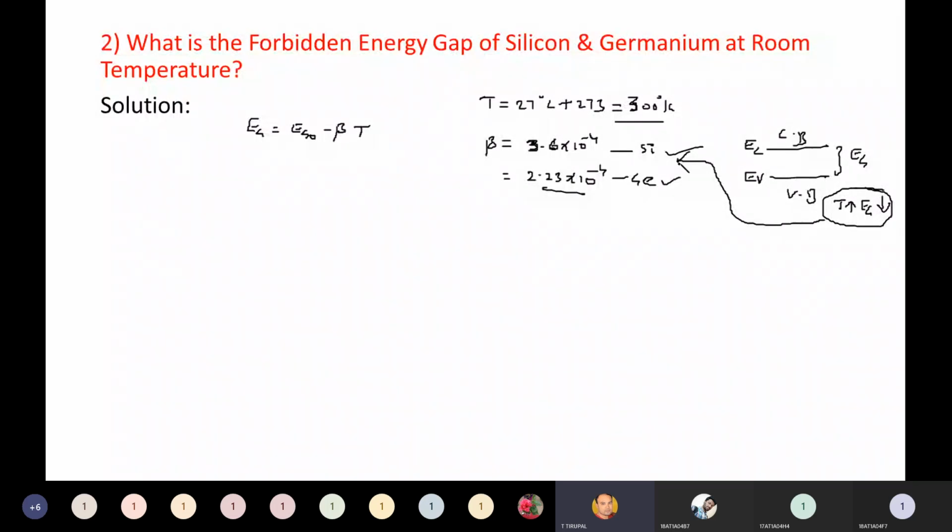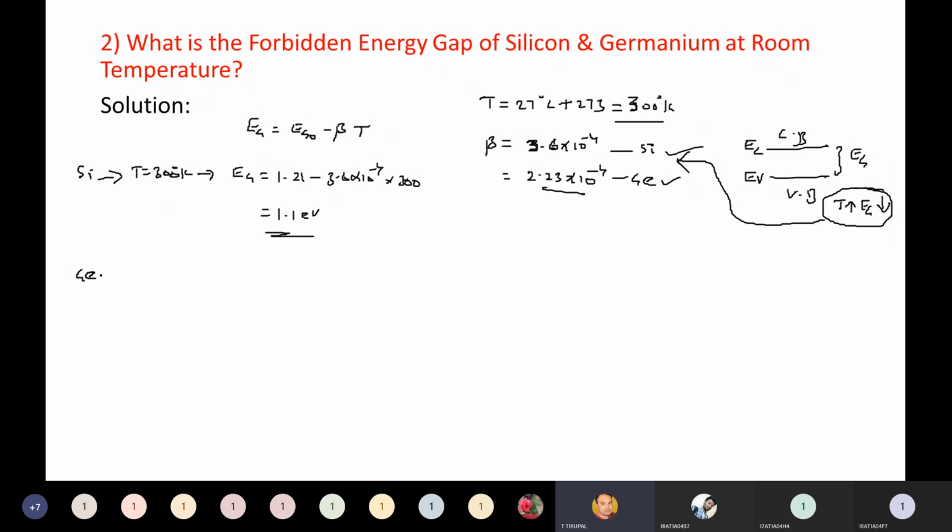So now let us calculate what is Eg at room temperature. Eg is equal to Eg naught minus beta T. At T is equal to 300 degree Kelvin, let us take first silicon. Eg naught, already we have learned in last slide, is 1.21 electron volts, minus beta, which is 3.6 into 10 power minus 4, into capital T which is 300. If you solve it, you get approximately 1.1 electron volts. That is for silicon.